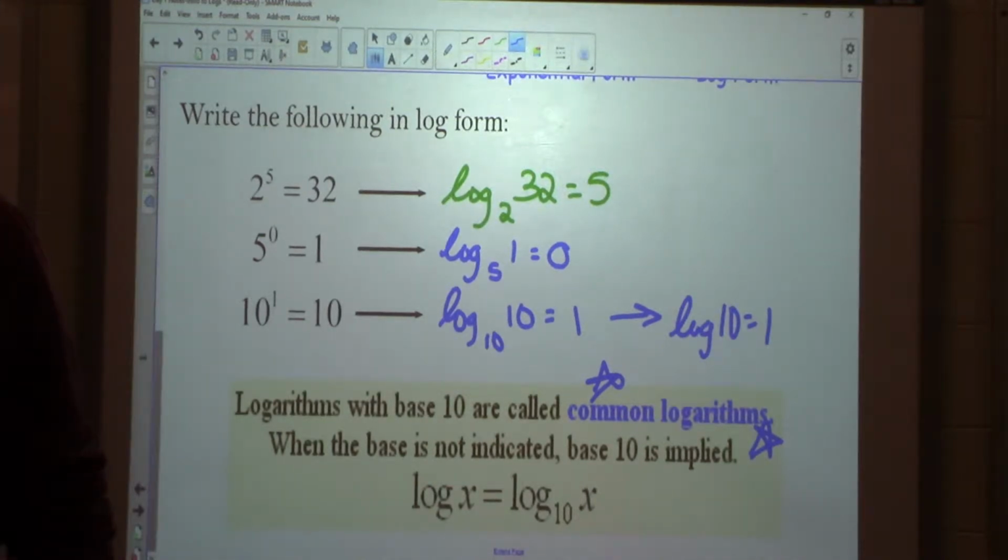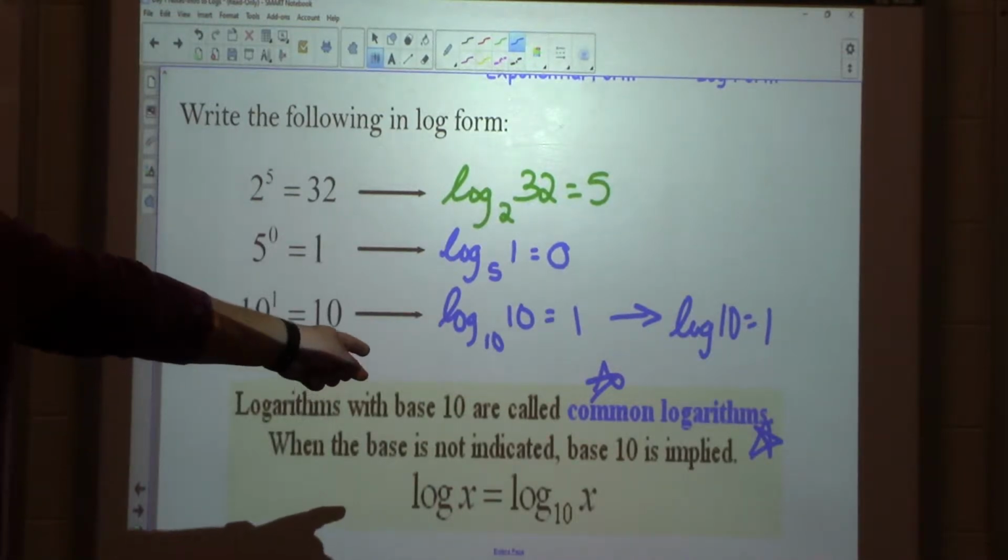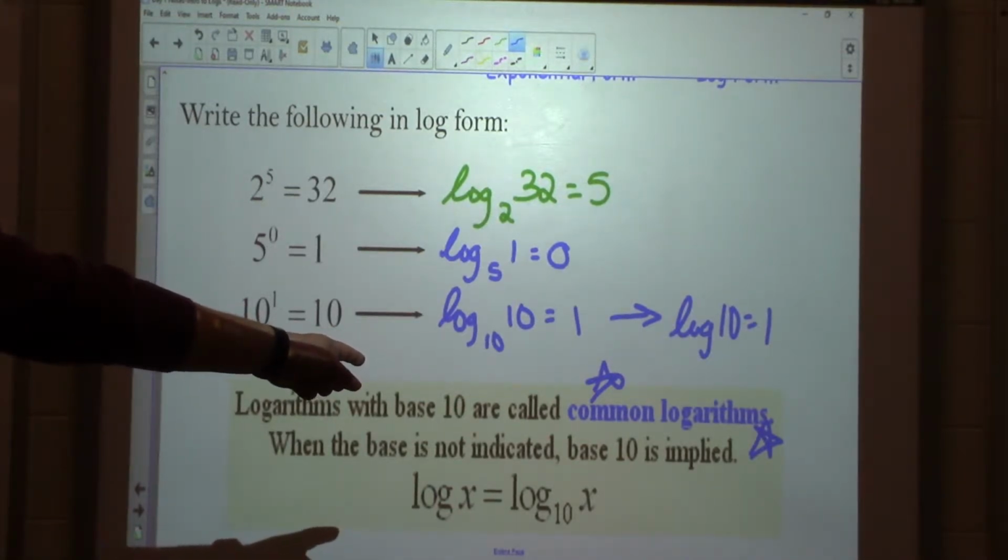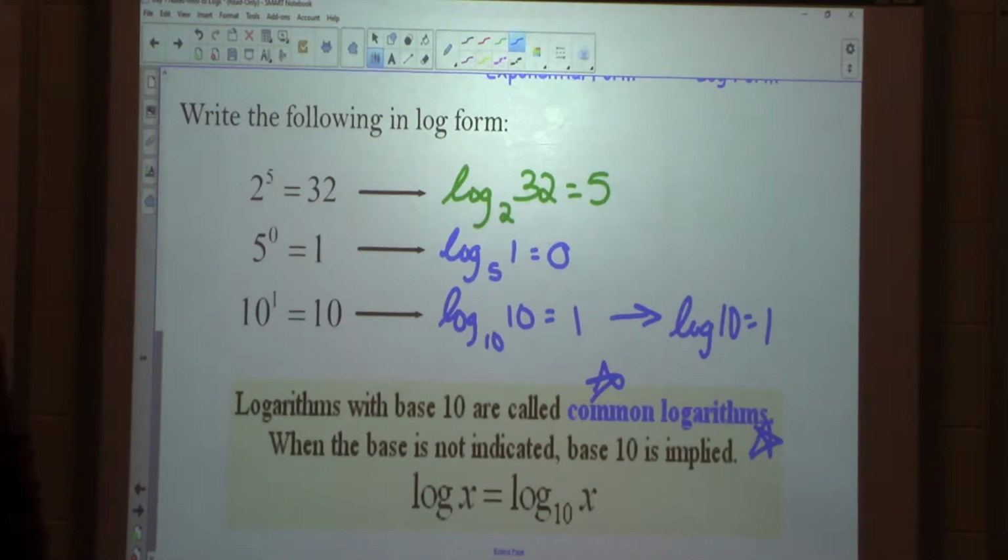Common base logarithm. Common logarithm. Good. Hey, a base of 10 is what, Cole? What? A base of 10 is what? That's a good question. The blue word. Yeah, what's that say? I can't read blue. What's it say on your paper? Common log. Common logarithms. Common logarithm, the common log.